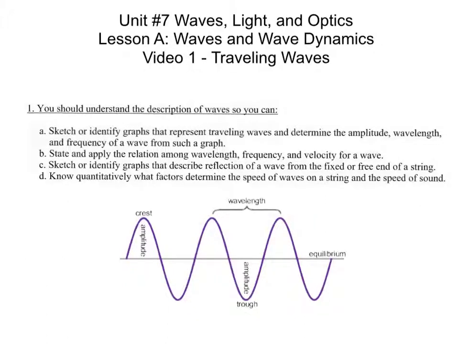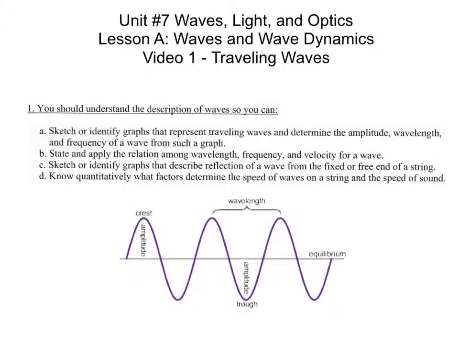Well, here we are with Unit 7, Waves, Light, and Optics. This is Lesson A, Waves and Wave Dynamics. Our overall goal in this lesson is to understand the properties and characteristics that are common to waves of all types. And in this first video, we're going to be looking at what are called traveling waves.